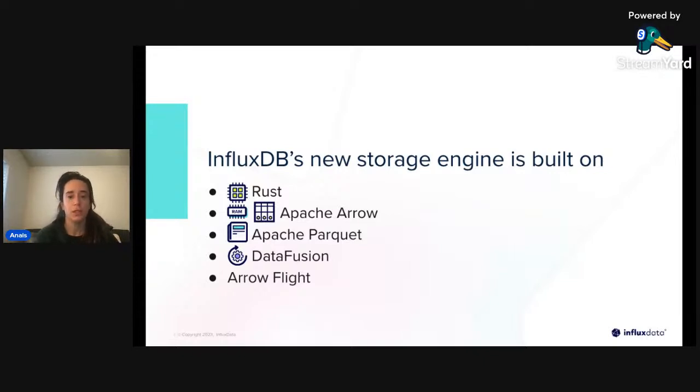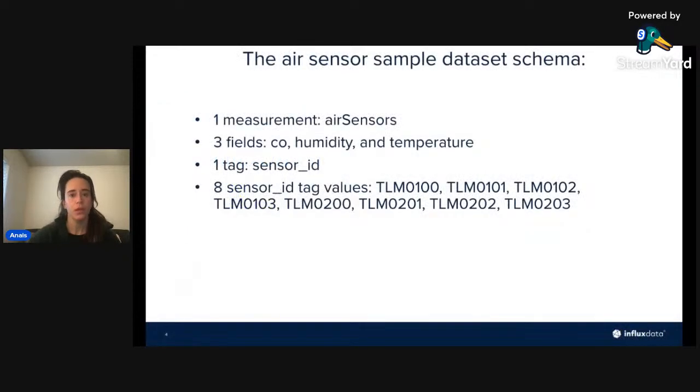And last but not least, Arrow Flight is a new general-purpose client-server framework that's used to simplify high-performance transports of large data sets over network interfaces, and we take advantage of Flight SQL, which enables that transport as well through querying through SQL. So for this office hour today, we'll use the air sample dataset to understand how to query data with InfluxDB Cloud.